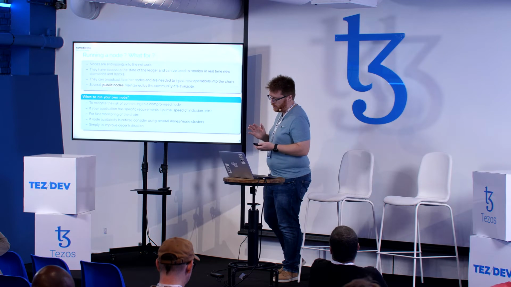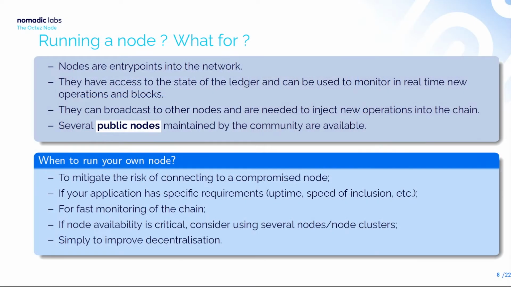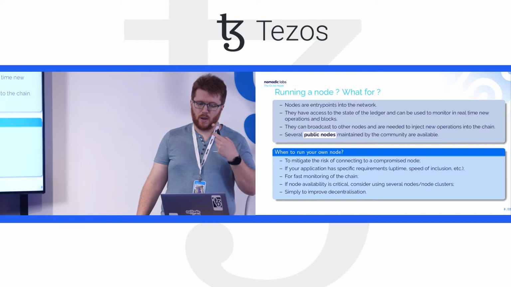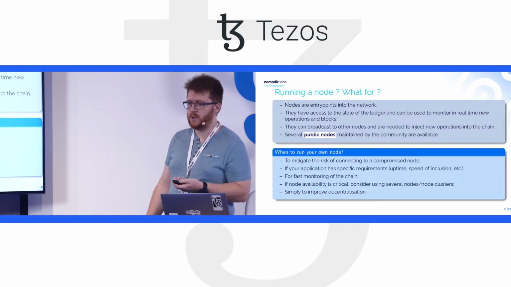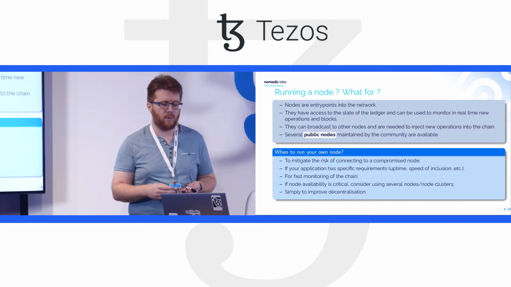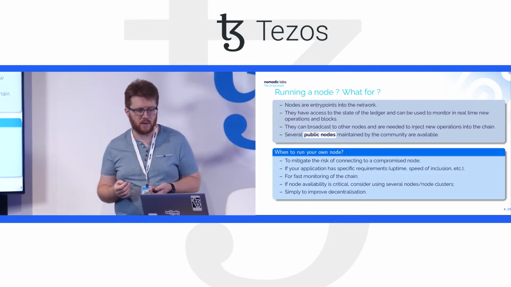So you can build a node, but why would you want to run your own node? As we've seen, nodes are entry points into the network. You need them to emit transactions. They also have access to the state of the ledger, and they can be used if you need to monitor new operations and new blocks that are propagated in the chain. They can broadcast to other nodes, and this can be a reason to use a node, but in fact, there are public nodes that are available and that are maintained by the community. So you can also use these public nodes if that's enough for you.